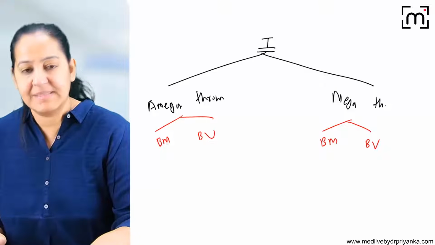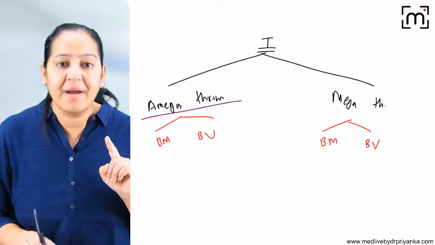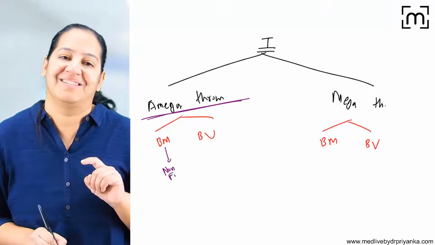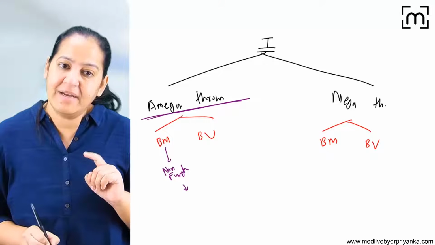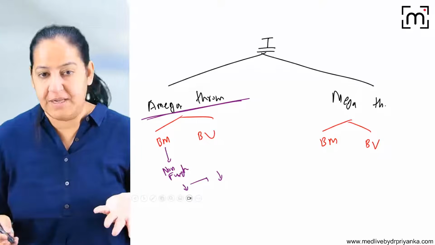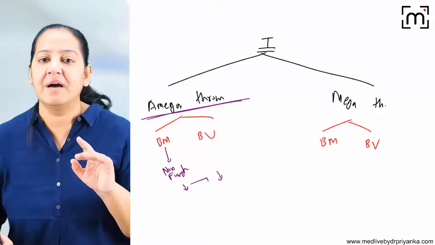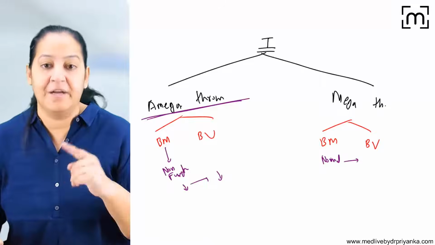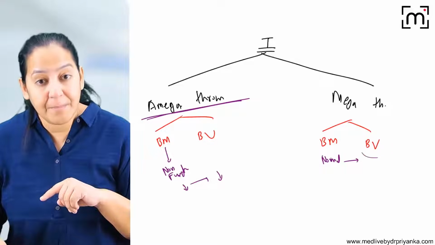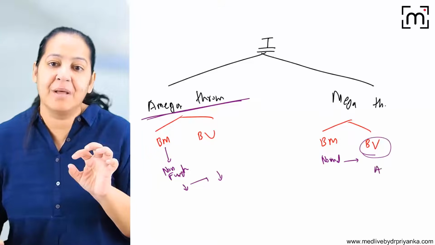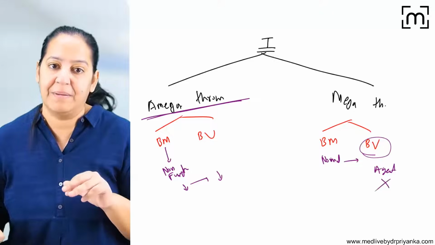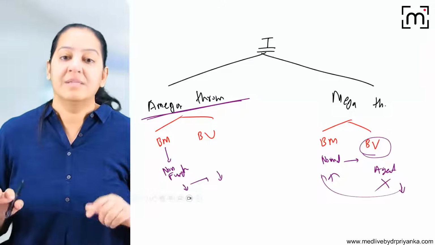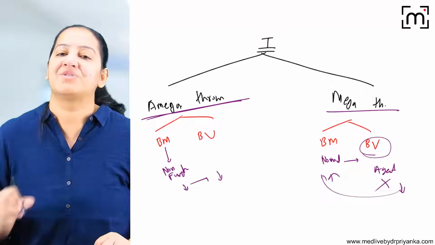So the summary is that in amegakaryocytic thrombocytopenia, the problem is in the marrow. The marrow is non-functional. That's why there are less megakaryocytes, leading to less platelets, leading to thrombocytopenia. But in megakaryocytic thrombocytopenia, the marrow is absolutely normal, healthy, and it is forming normal platelets. But after coming in the blood, there is some agent in the blood causing destruction of the platelets, leading to thrombocytopenia. But to compensate, the megakaryocytes are more. Since the megakaryocytes are more, it is known as megakaryocytic thrombocytopenia.